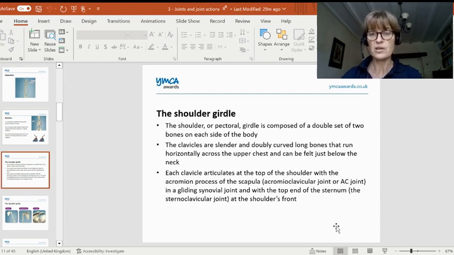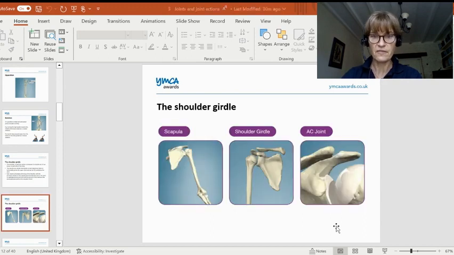So between these three bones, we've got articulations, joints that allow a great deal of movement to occur at the shoulder joint. So let me go down and show you a picture first.